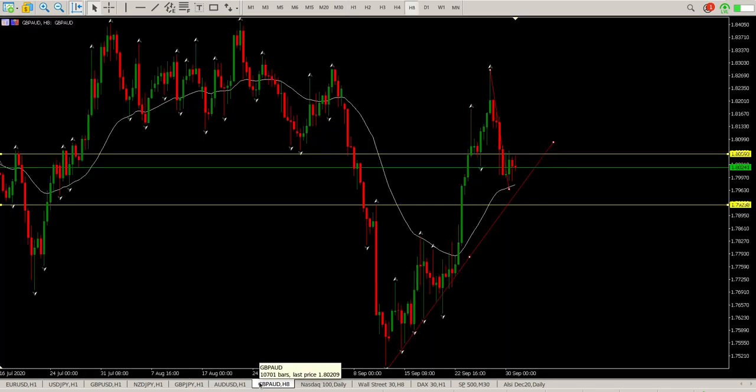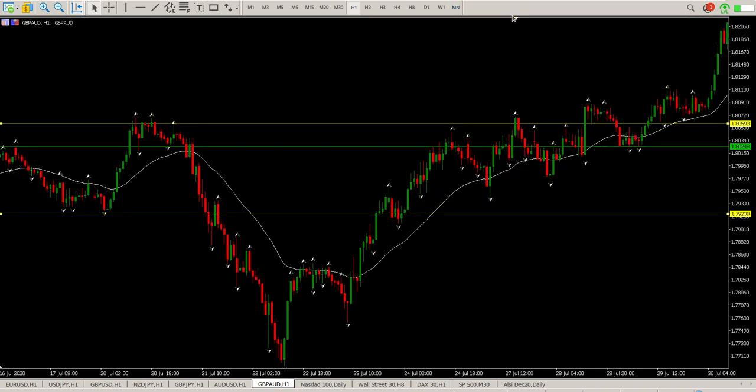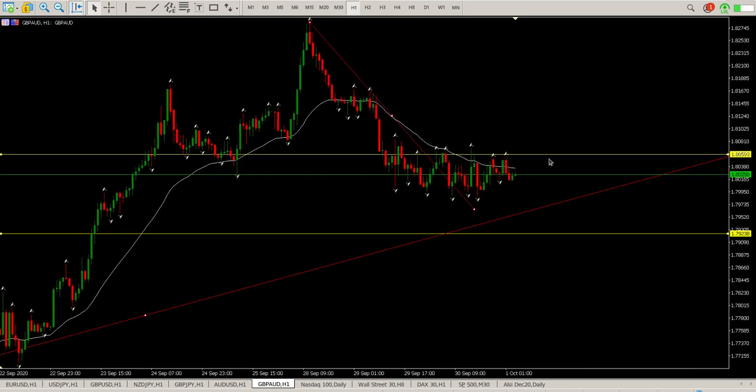Anyway, last pair, British pound, Aussie dollar. Pretty much nothing transpiring. We still have this trend up. We had the strong move up and we've gone sideways. And when we see that kind of stuff, I'm not interested in trading that. Okay, we're going to need to get above this.